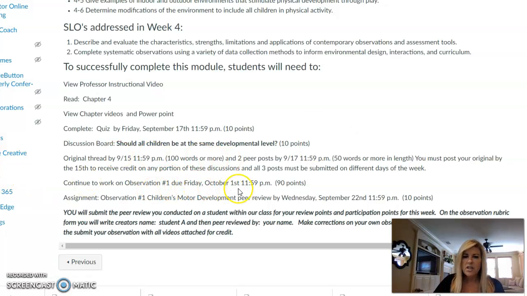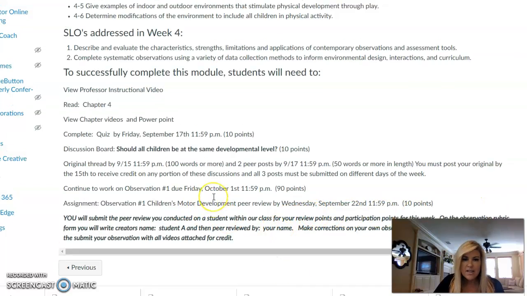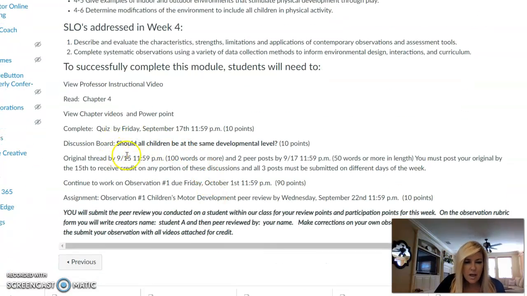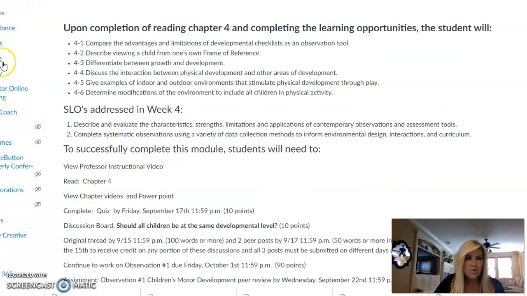The observation is due the 1st of October, but we have a peer review due on September 22nd. We went over the peer review as well, and I'll go over that in detail. You're just going to be reviewing a peer's observation, utilizing the rubric. You're going to be taking notes, and I have examples for you for that as well. So that is it for this week.